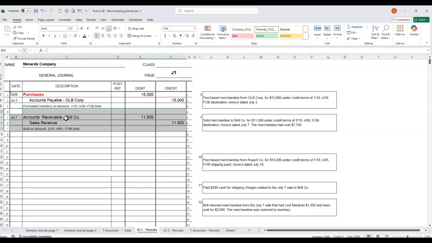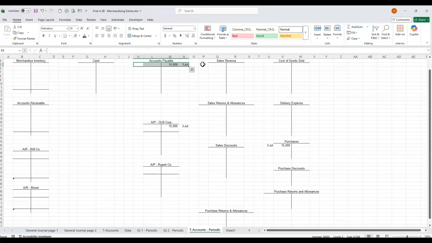So here it is. This is the same entry as you would make for the revenue in the perpetual method, which is debit accounts receivable Brill, credit sales revenue. So on the 7th, we're going to debit accounts receivable Brill Company and credit sales revenue for $11,500. Here's sales revenue, accounts receivable, and accounts receivable Brill, making sure they get all the debits in there. So whatever's in the accounts receivable account, we mirror in the subsidiary ledger, and credit sales revenue.